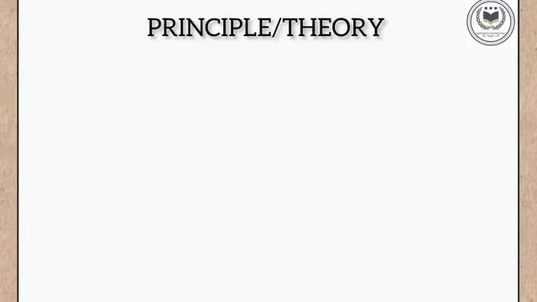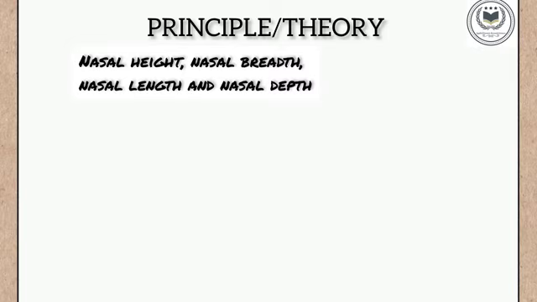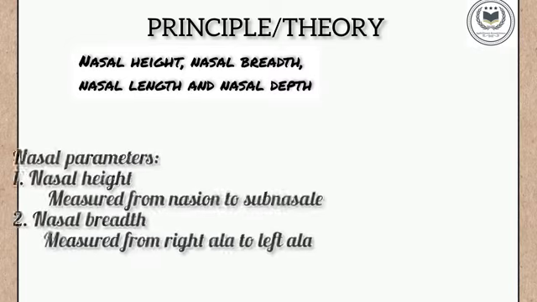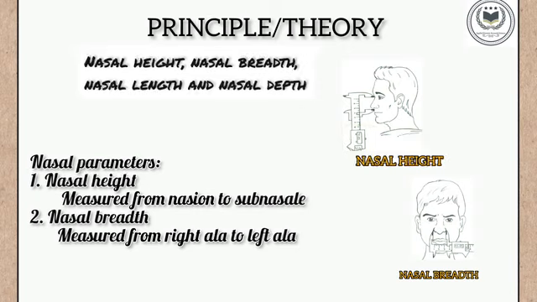Moving to the theory of practical. There are a total of 4 nasal parameters, that is nasal breadth, nasal height, nasal length and nasal depth. Here I took 2 nasal parameters, that is nasal height and nasal breadth. Nasal height is measured from nasion to subnasal and nasal breadth is measured from right alar to left alar.